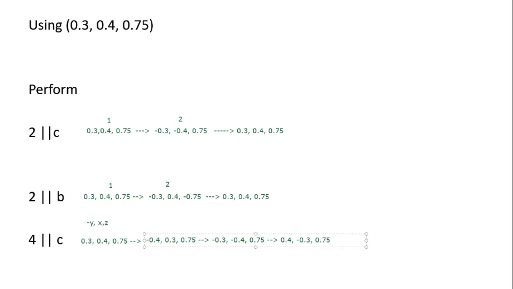So again, every time I'm just taking the previous set of coordinates. To get the new x, it's the negative of the previous y, and the new y is the previous x value. And so if I do it one more time, I get 0.3, 0.4, 0.75. So we start back at the origin, or the original position. So there are 4 symmetry-related sets of coordinates.